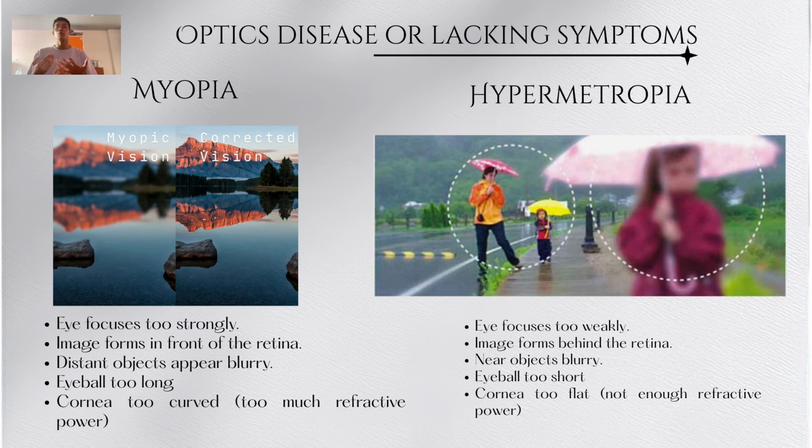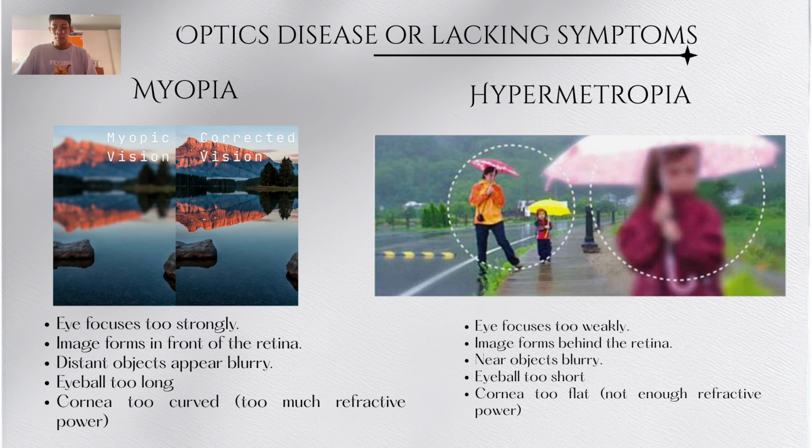People who see objects very far away will see them blurred, but in the opposite, when close, they will see normally. And we have hypermetropia, which is the opposite of myopia. People who see objects far away will see them normally, but close objects will become blurred.